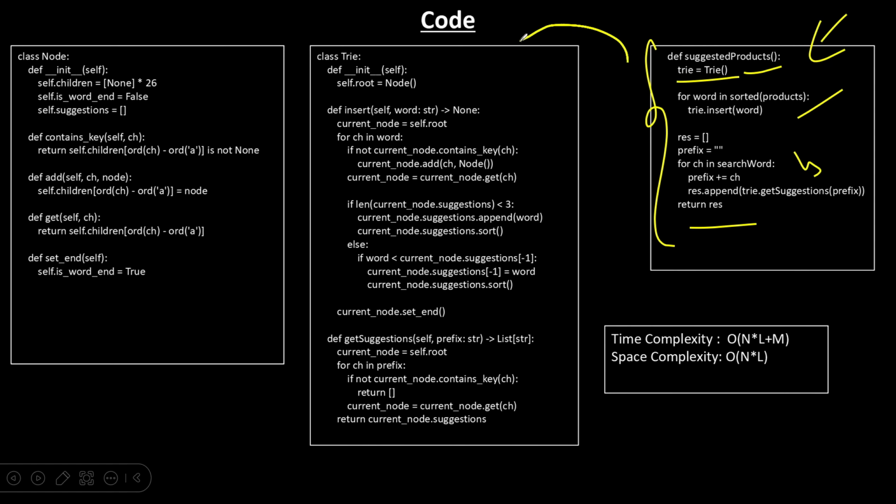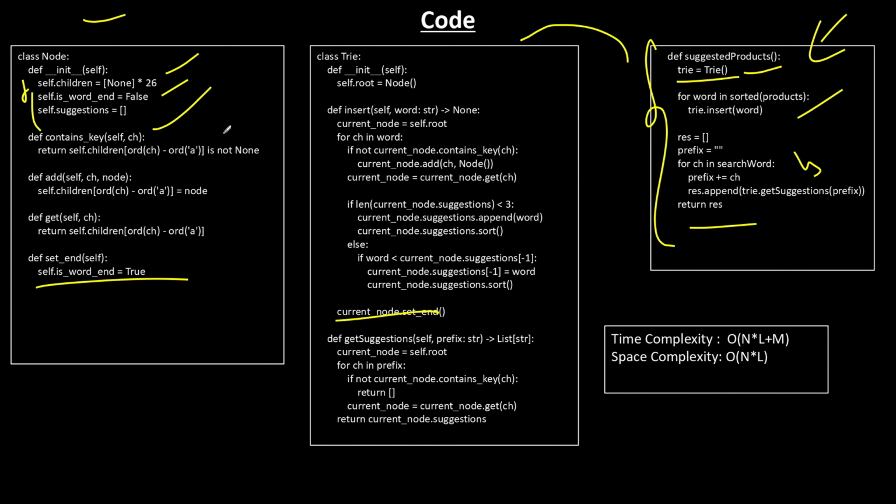Coming back to the node class. The node class will have these three parameters: children of length 26, and a true/false flag. Initially it will be false, because we don't know whether the word has ended until the iteration for the complete word is done. If you can see, we call the set end function here, and it makes it true. We have functions like contains key to check whether we have the key or not, add to add the character in the trie, get to get the next reference node, and set end to set it as true when the word is at the last character.